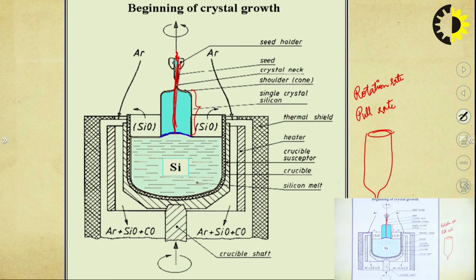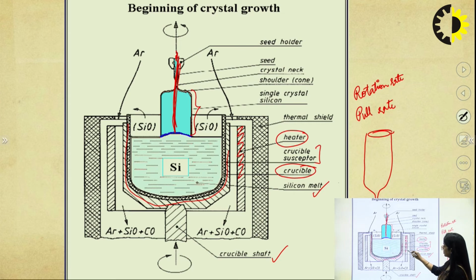As far as the apparatus is concerned, we can see that the apparatus is having a crucible. It is having the silicon melt here. This crucible is holding the silicon, and then we have the crucible susceptor. Crucible susceptor is nothing but a susceptor that holds the crucible. These are the heaters. These heaters will maintain a temperature of more than 1200 degrees Celsius. And then this is the thermal insulation.